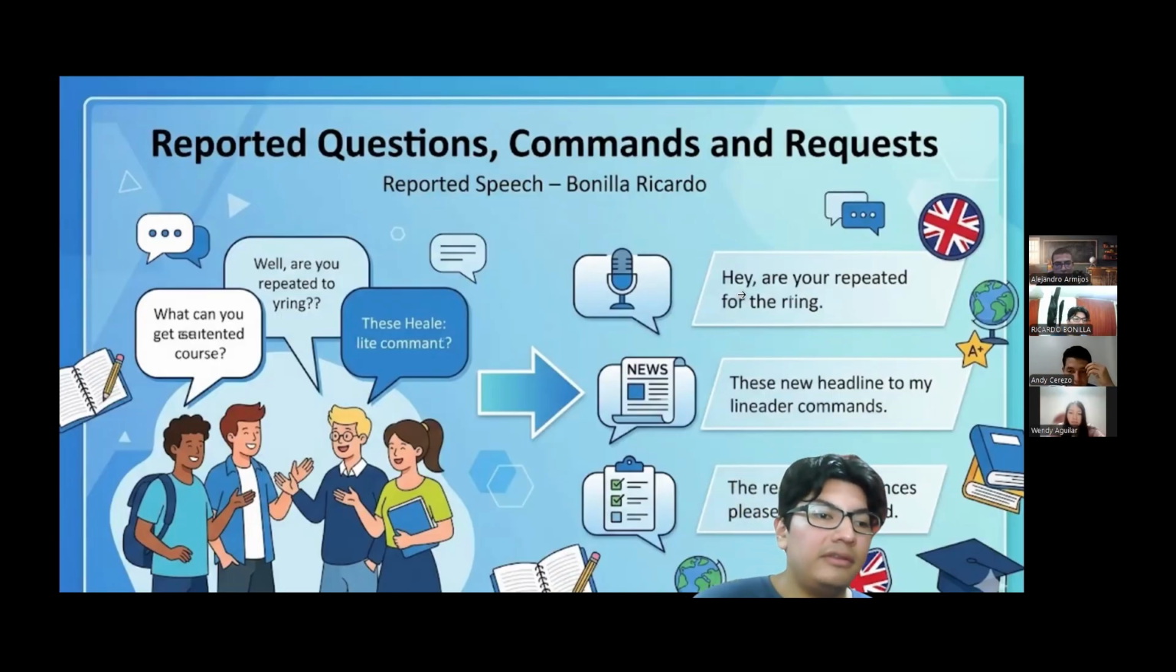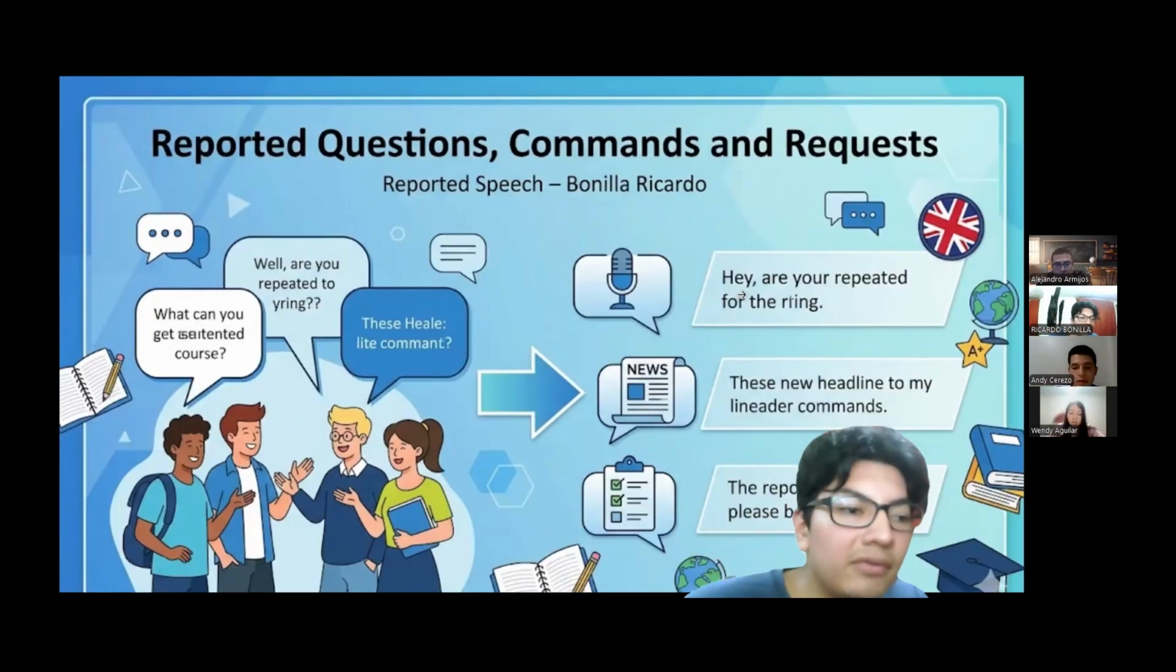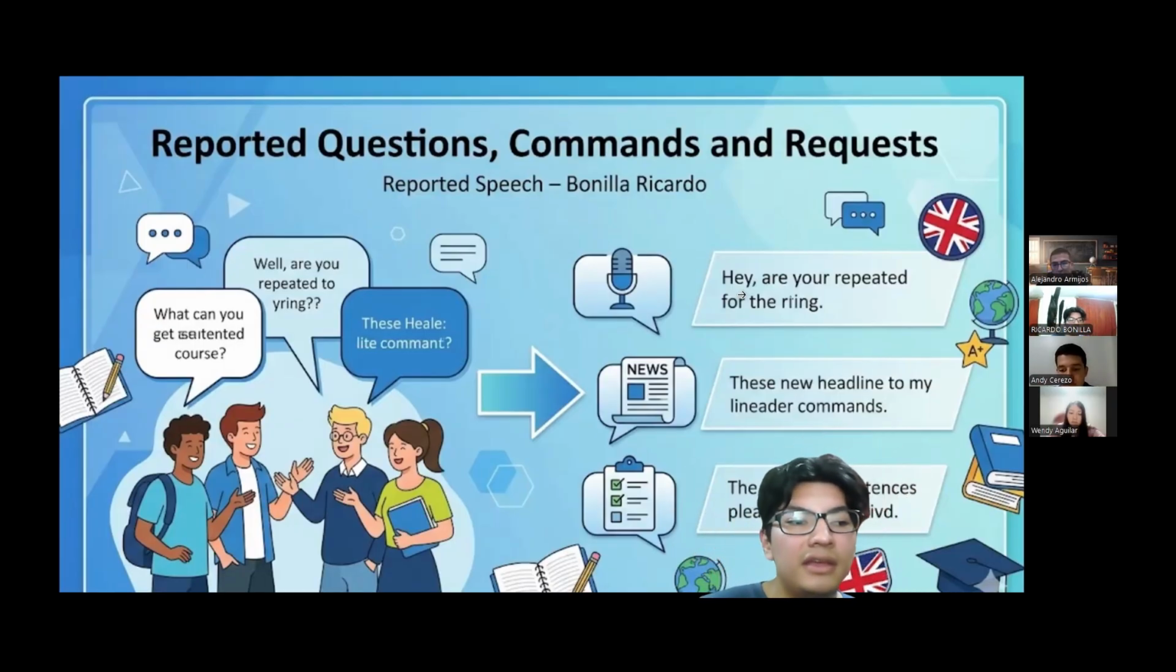Reported speech is used when we want to explain what another person said, but we do not repeat the exact words. Okay, we change the structure. We will see how this works with questions and instructions. Now, students, let's start.